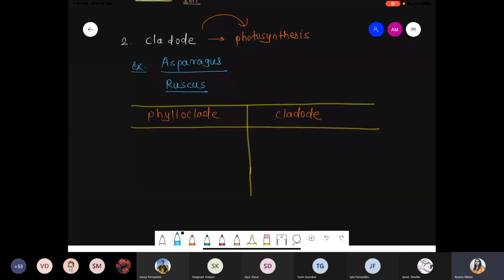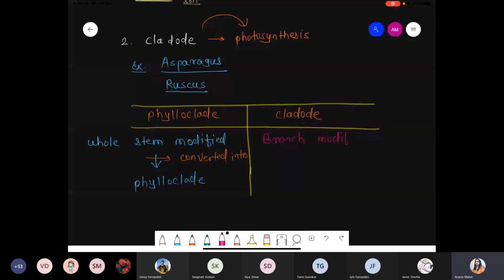When we talk about the phylloclade, basically in this case the whole stem, the entire stem, gets modified and converted into phylloclade. Entire stem, okay? The entire stem gets modified and converts into phylloclade. But when you compare this point with cladode, only the branch gets modified. Only the branch. The whole stem is not modified. Only the branch, okay? So from this point of view, these are branch modifications.